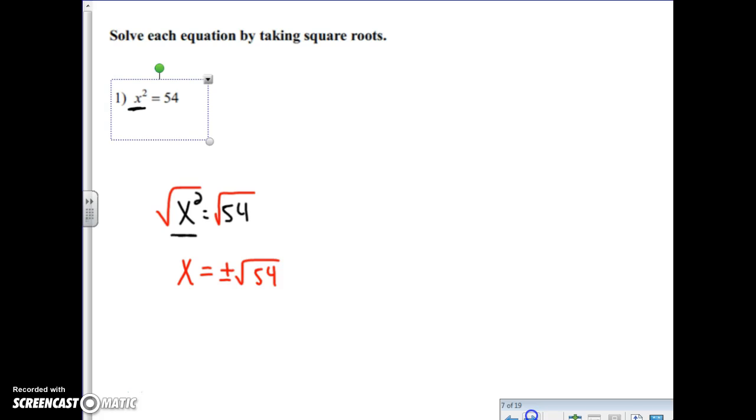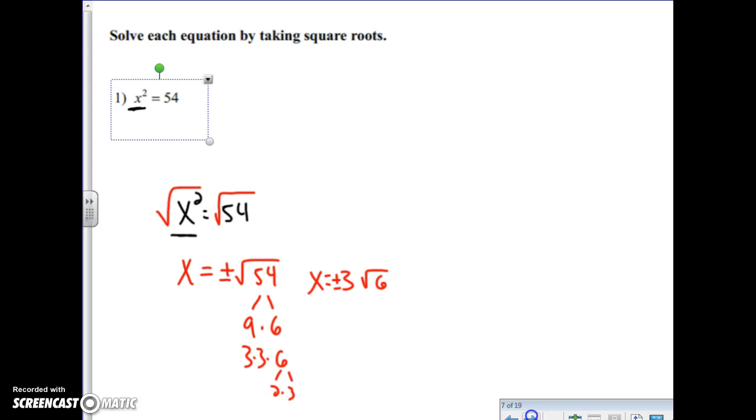When I'm taking the square root of something, I can have two possible solutions, a positive or a negative version of that number. So when I look at 54, I can break it down. I know it's 9 times 6, which is 3 times 3 times 6. So it looks like my solution would be x equals plus or minus 3 radical 6.